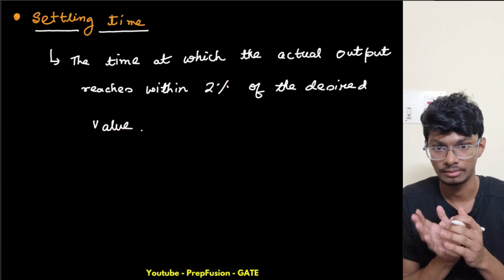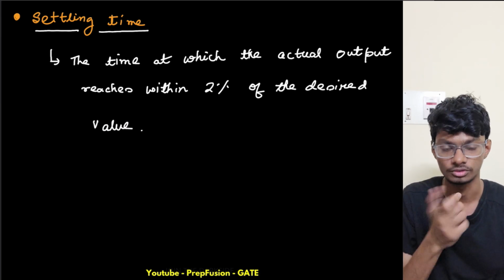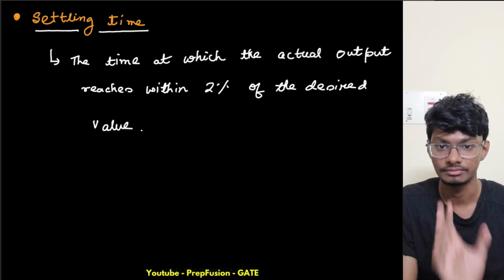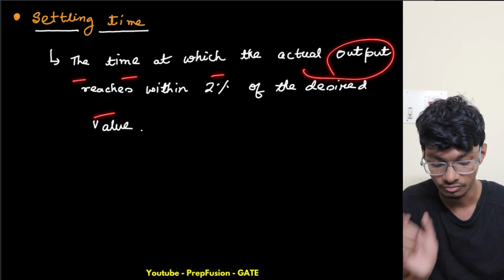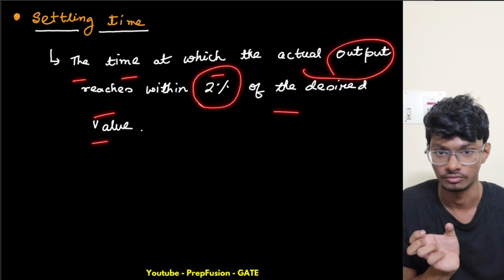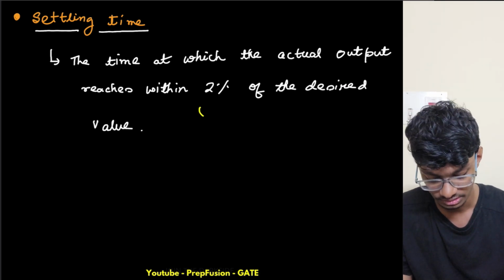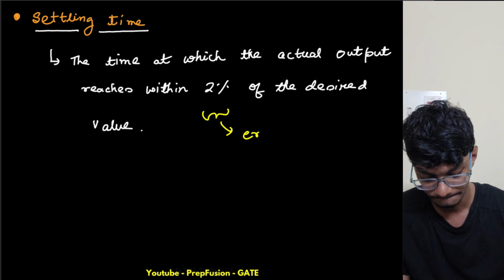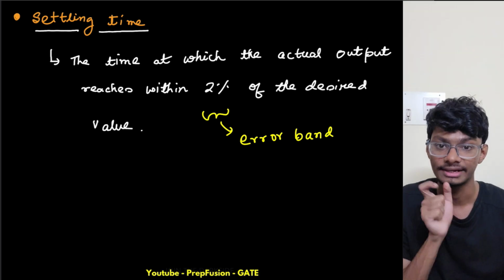Even though we will study settling time for the second order system also, for the first order system also I will give you a brief idea about settling time, right? So what does settling time mean? It means the time at which the actual output reaches within 2% of the desired value. I mean a 2% error band. So this 2% is basically the error band.